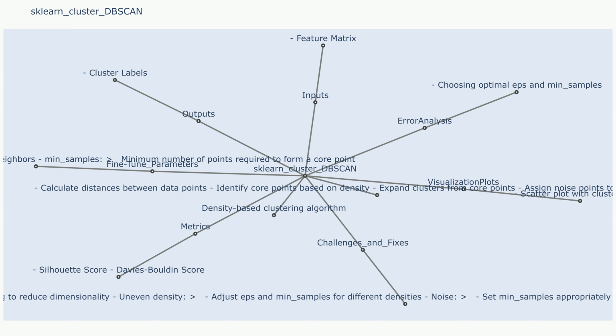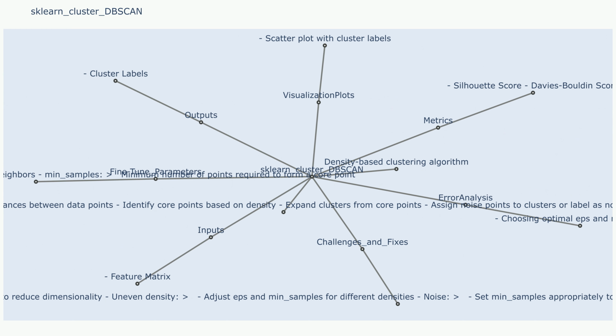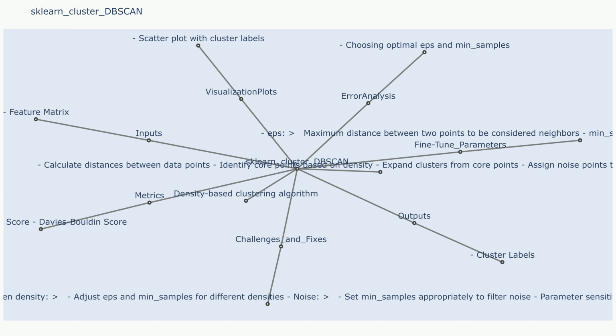Silhouette score. This metric measures the similarity of a data point to its own cluster compared to other clusters. A score closer to 1 indicates a good clustering, while a score closer to -1 indicates a poor clustering. Davies-Bouldin score. This metric measures the ratio of within-cluster distances to between-cluster distances. A lower score indicates better separation between clusters.